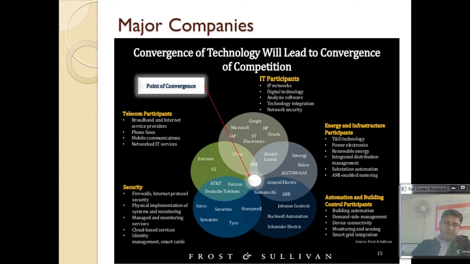The companies like ST Microelectronics, Cisco, Ericsson, AT&T, Serco, Securitas, Tyco, Honeywell. Honeywell is an automation company. Rockwell is an automation company. Schneider Electric. These are all automation and control panel companies. Then Alstom Grid, all these electrical power and energy companies. Security companies: Serco, Cisco, Symantec, Securitas. These are the companies investing in the security part of the IoT.